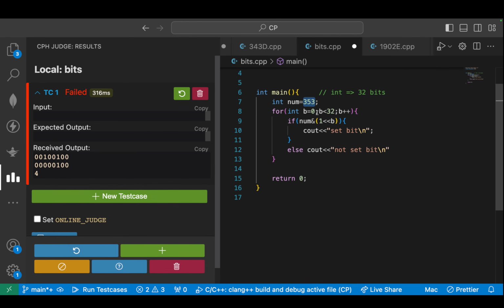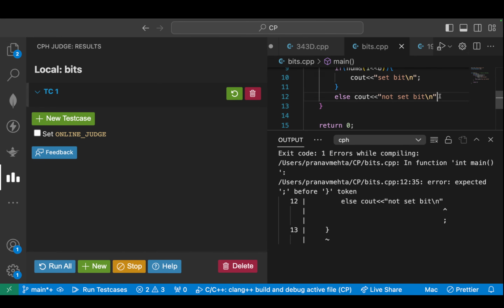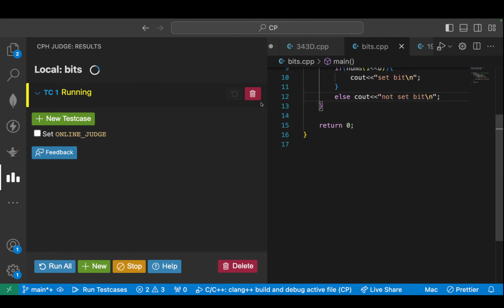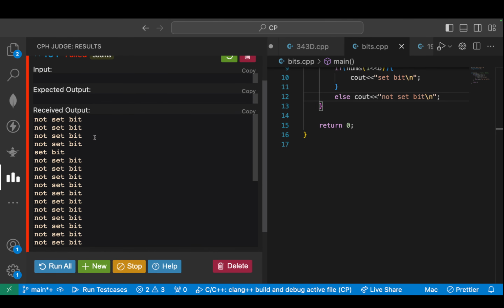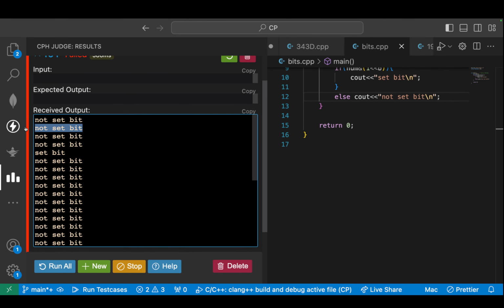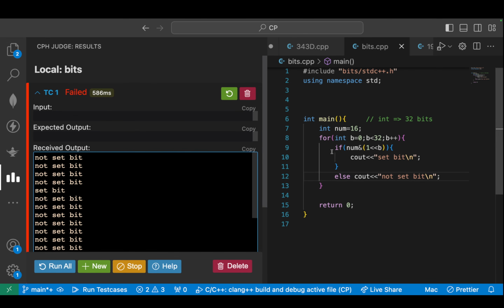But let's take a smaller number, because otherwise we won't be able to confirm whether it's working fine or not. So let's take maybe like 16 and let's run this. All right, missed a semicolon. Let's put that. Cool. So for 16, it's starting from the very beginning. It says that, okay, the 0th bit is not set, then the first bit is not set, then the second bit is not set, and the third bit is also not set. But now the 4th bit is set, because 2 to the power 4 is 16, right? So yeah, it predicted it correctly and the algo is working fine.